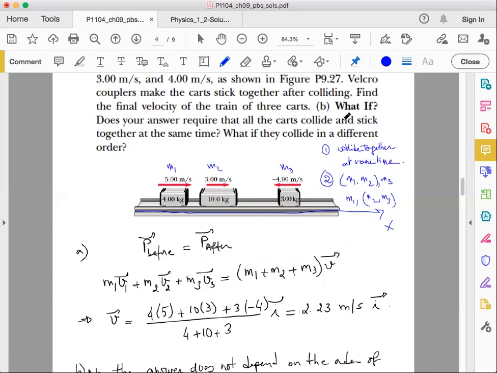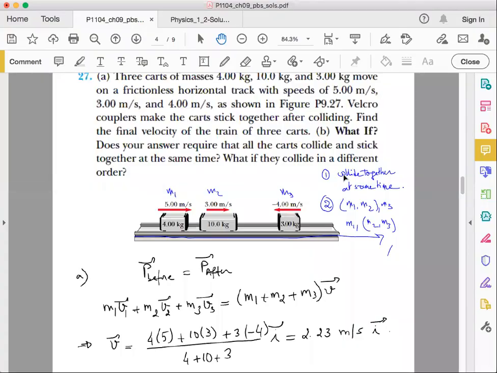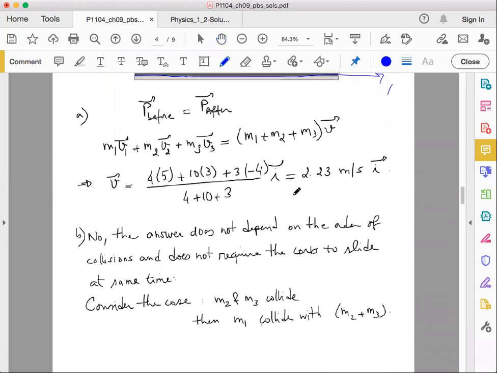Now let's move to the second part and check whether the answer changes if you take an ordered collision, or if you take the collision to happen at the same time between all the elements of your system. To make sure whether the answer changes or not, we're going to take these two different orders, and then check the answer in each case. Okay, so let's start doing it.